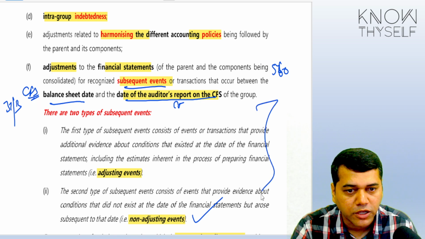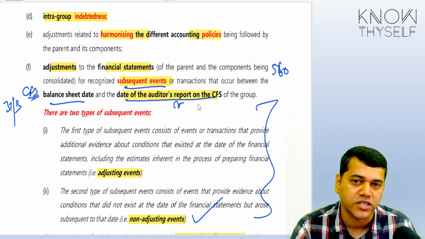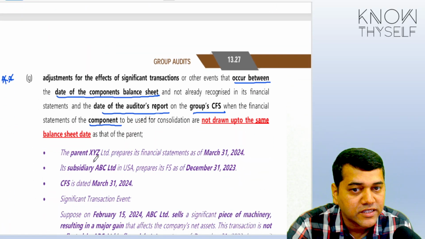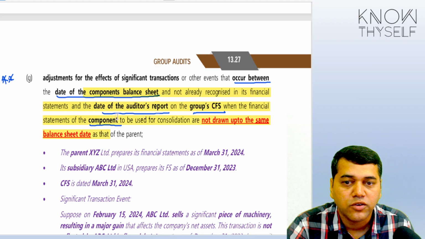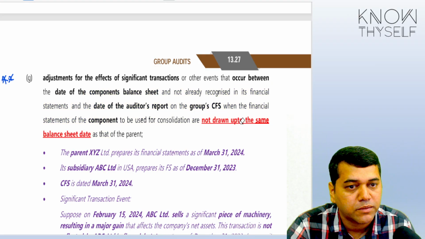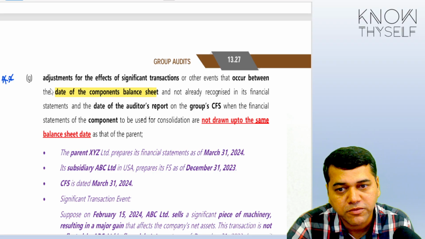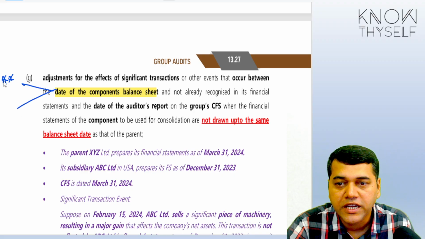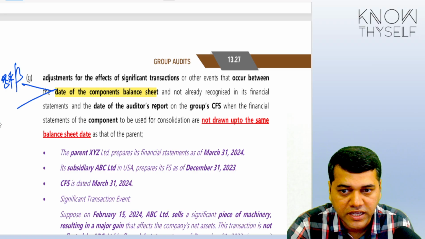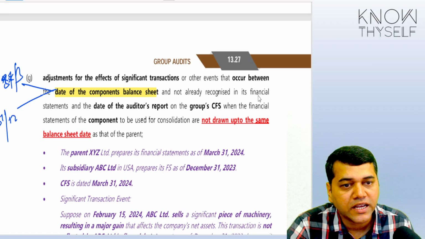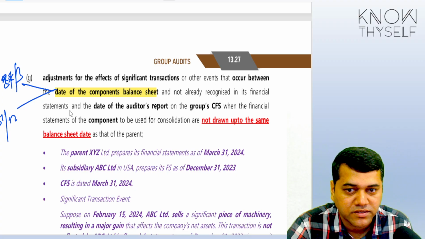Okay, there can be two types of events, adjusting events and non-adjusting events. But which adjusting events are they talking about here? Adjustments for the effects of significant transactions that occur between the date of the component's balance sheet. Now, the date of the component's balance sheet can be two: it can be 31st March or it can be 31st December of last year. Not already recognized in its financial statements.